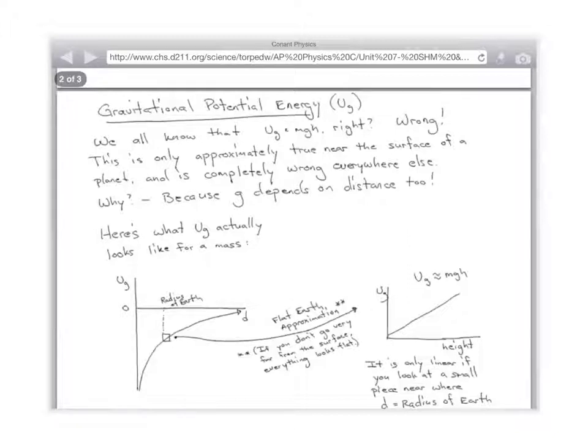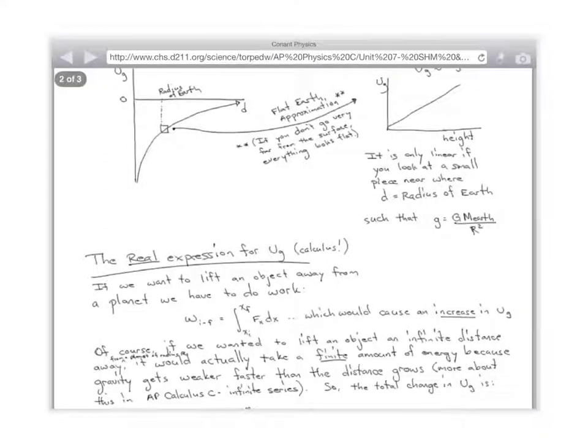Okay, moving on. This approximation is valid for us near the surface of Earth because the planet is so huge compared to us that we're never going to see the effect of weakening gravity. But if you go out on a trip to the moon or something, then you will definitely feel the effects of weakening gravity. Does that make sense? All right, cool. Okay. Here is the real expression.